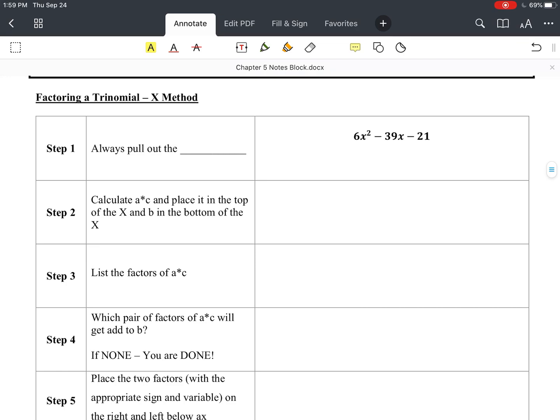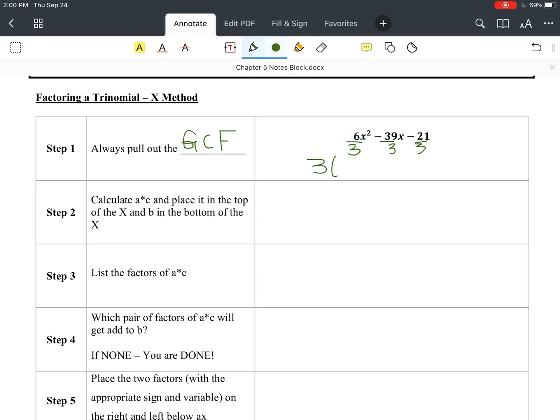So to factor a trinomial, step one, and this is really important and one most people forget, you're always going to pull out and divide out the GCF. So no matter what, you're going to scan your trinomial and see, is there a GCF? Looking here at 6x squared minus 39x minus 21, I know that 3 goes into all of these. So I'm going to divide the 3 out. The 3 goes out in front, just like yesterday. And I'm left with 2x squared minus 13x minus 7.